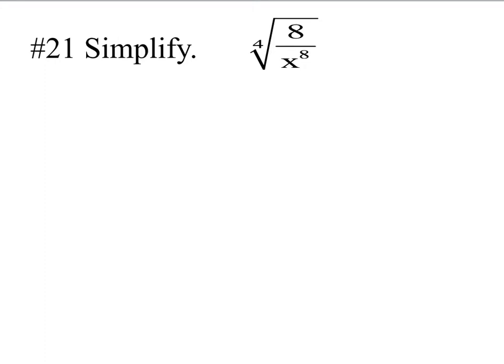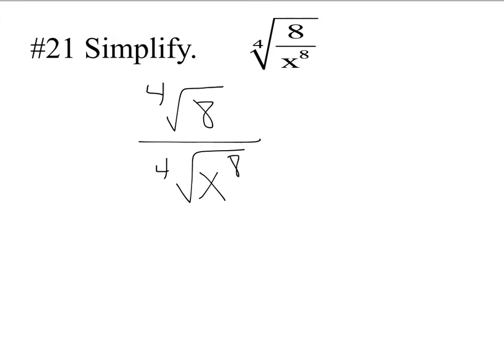Okay, on this problem, we're going to approach it exactly the same way. We're going to use the quotient rule, and we're going to say the fourth root of 8 over the fourth root of x to the 8th. Remember that you want to keep your common index. We started with the fourth root, so in our numerator we have the fourth root, and in our denominator we have the fourth root. Now, we don't know what the fourth root of 8 is, so we're just going to leave it the fourth root of 8.